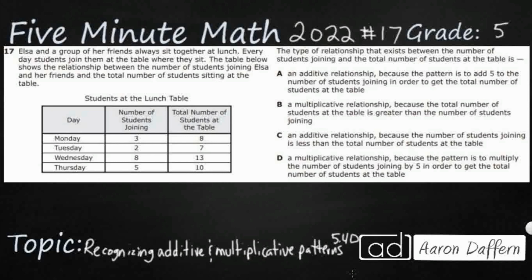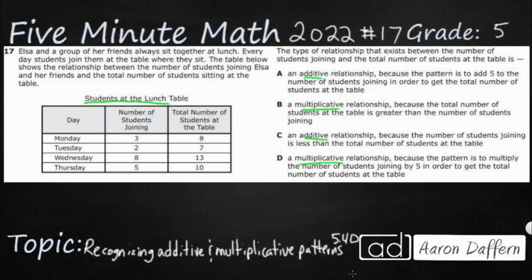So Elsa and a group of her friends always sit together at lunch. Every day, students join them at the table. So we've got a table right here, students at the lunch table, that shows the relationship between the number of students joining and the total number of students at the table. So we're supposed to figure out what type of relationship this is. It's either additive or multiplicative. Those are our two options right there.